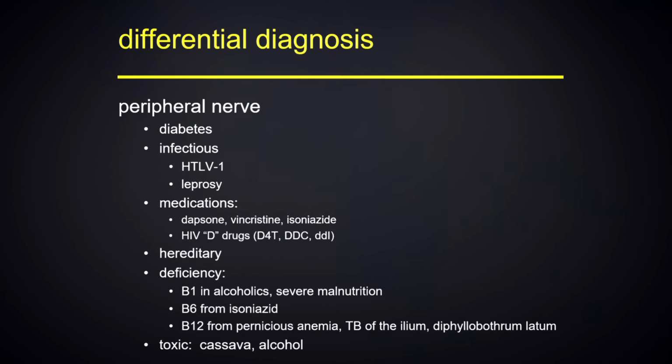Many medications, dapsone, vincristine, are classic ones that can do this, as well as isoniazid. And any of the old HIV drugs that started with the D, DDI, DDC, D4T, are classic to produce peripheral neuropathies. Vitamin deficiency, like B1 in alcoholics and people that have severe gastric ulcers and gastritis. B12 deficiency from pernicious anemia, from tuberculosis of the ileum, and from Diphyllobothrium latum. And finally, toxicities like from improperly cooked cassava and alcohol.